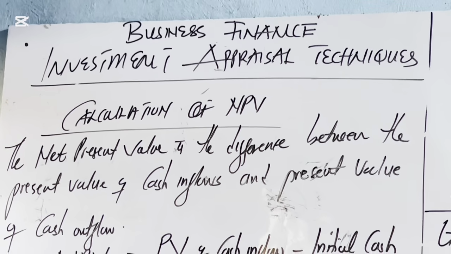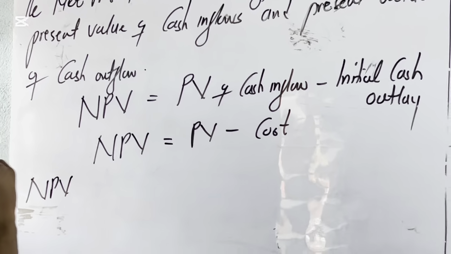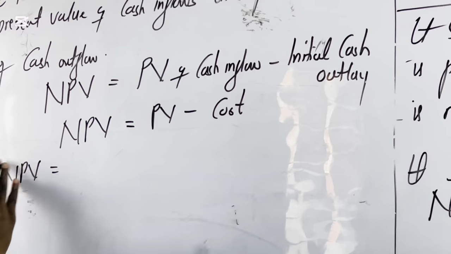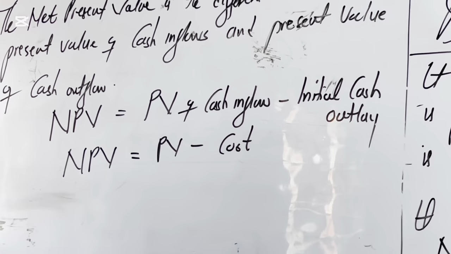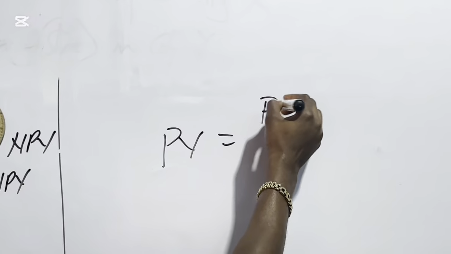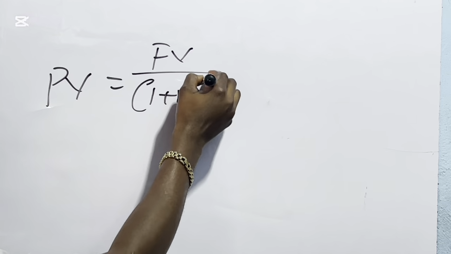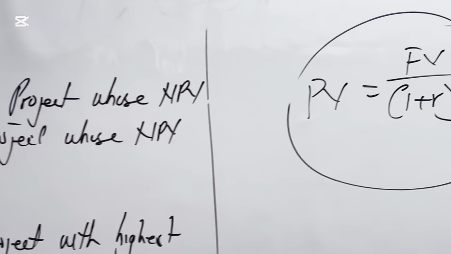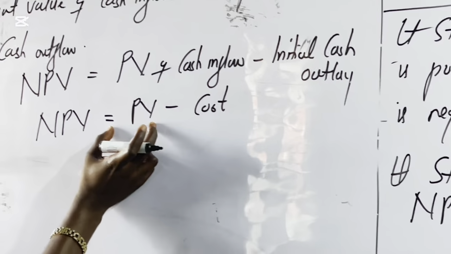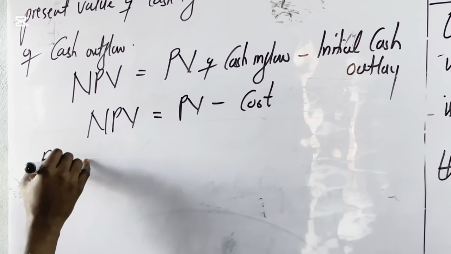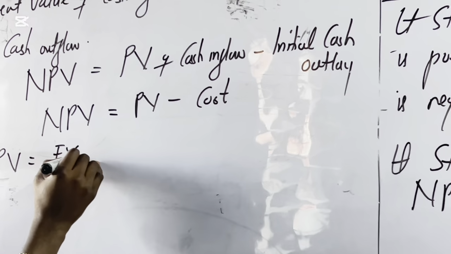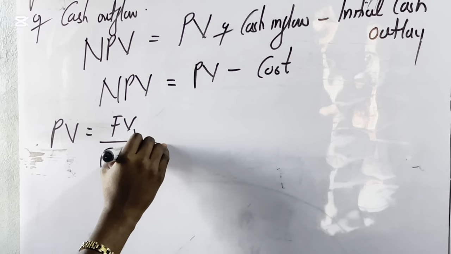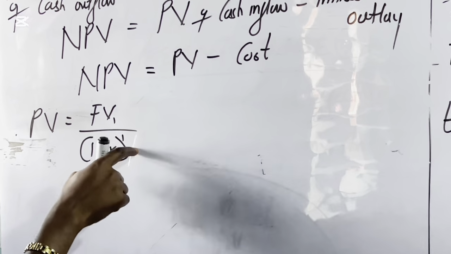Now for a series of cash flows, let's say we want to undertake a particular investment for a period of time, let's say 4 years. The net present value can be given as our present value. And remember we said in our previous lesson, the present value is equal to future value over 1 plus r raised to the power n. So we are going to apply this here. To find the net present value, you need to find the present value. So our future value 1 for the first period over 1 plus r, and the power 1 is for the first year.